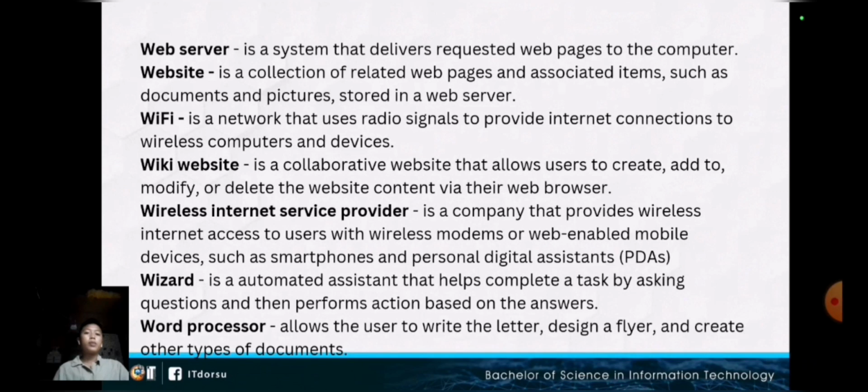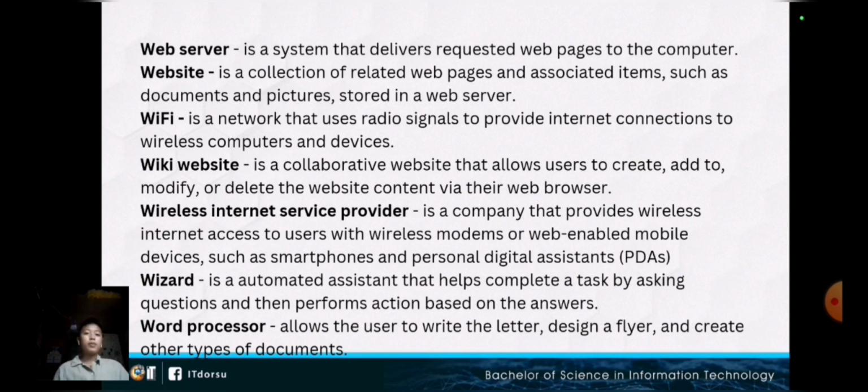Next is the web server. It's a system that delivers requested web pages to the computer. So web server, it uses physical storage. For example, all website data is stored on a physical web server to assure its safety. Like lahat ng mga activities na ginagawa natin sa isang website is sinisave niya doon para hindi mawala ang mga informations na nakuha natin without saving it. So, halimbawa nito is yung Google Web Server.